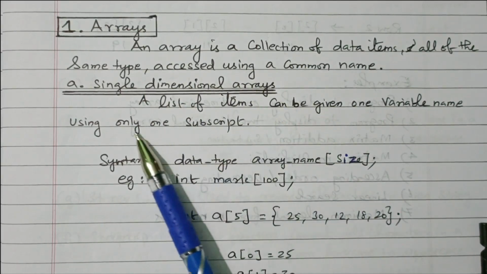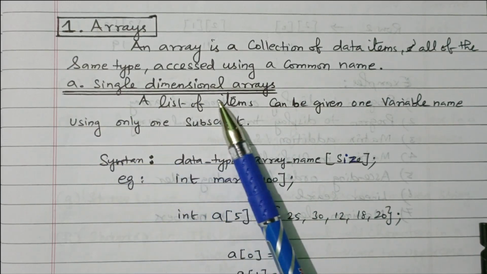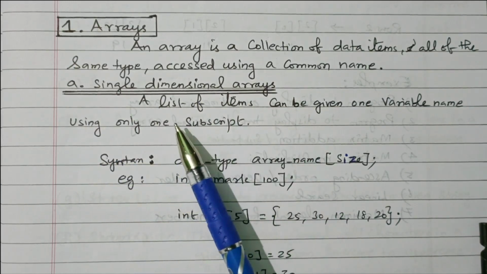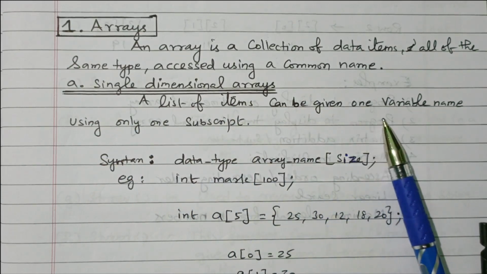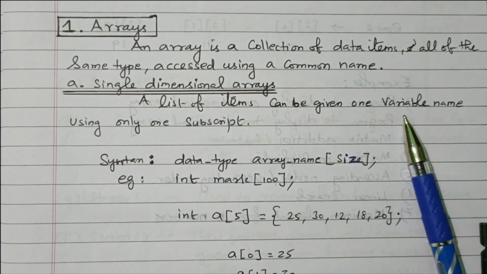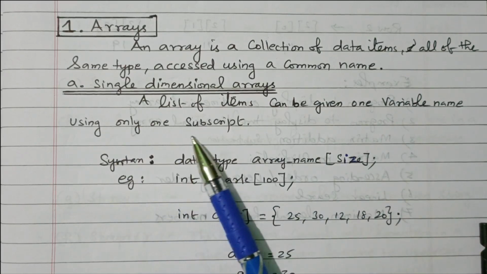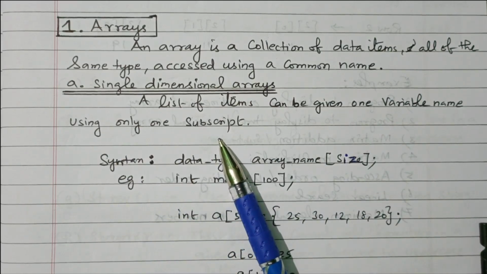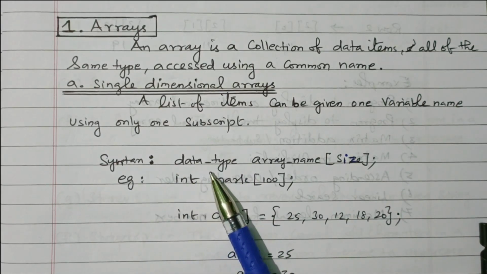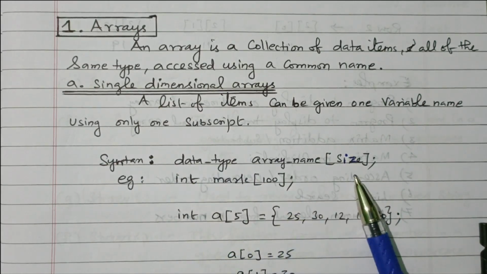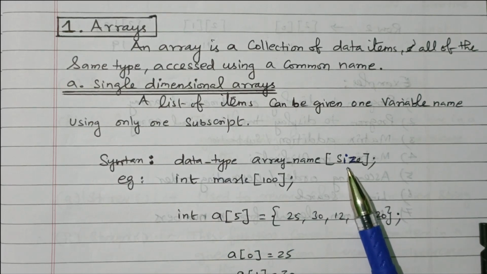There are two types available. The first type is the single dimensional array. A single dimensional array means a list of items can be given one variable name using only one subscript. Only one subscript is available. Let's see the syntax: data type, array name, size. Only one size is there. This is called a subscript.